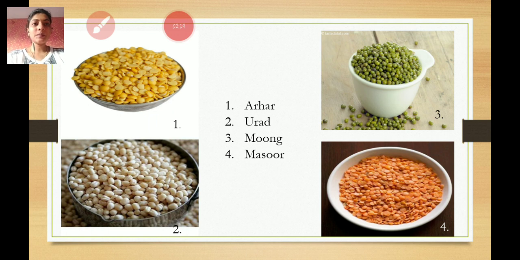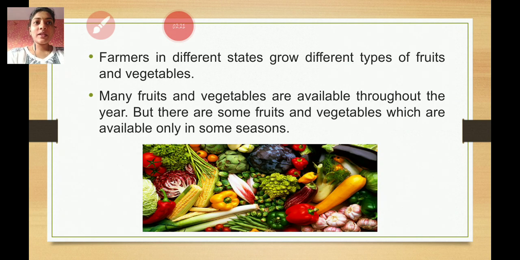Now, farmers in different states grow different types of fruits and vegetables. As I told you before, crops are grown according to the land and climate. So, the farmers grow different types of crops according to their area and region. Many fruits and vegetables are available throughout the year. There are some fruits and vegetables which are available only in some seasons.